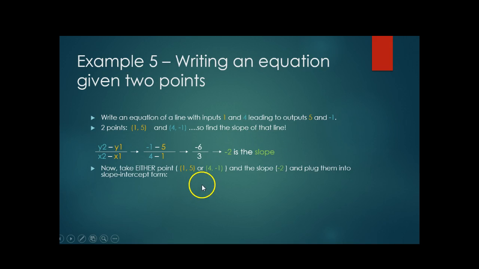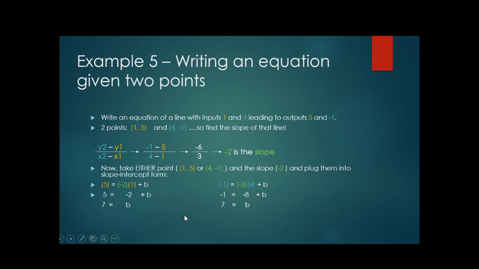Now we can take either point, (1, 5) or (4, -1), and that slope, negative 2, and plug them into slope-intercept form. I've written it twice because I'm using (1, 5) for this one, and (4, -1) for this one. So I plug them in, I simplify. Negative 2 times 4 is negative 8. Negative 2 times 1 is negative 2. Get b by itself, and look what happens. 7 comes out on either one.